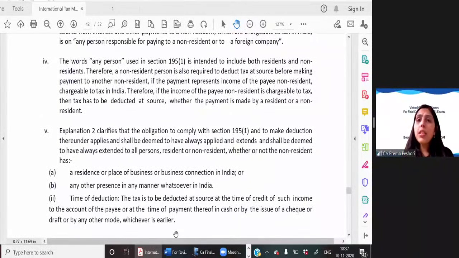Now even dividends will also attract TDS under section 195 because earlier dividends were exempt, but now they are chargeable. Any doubts?